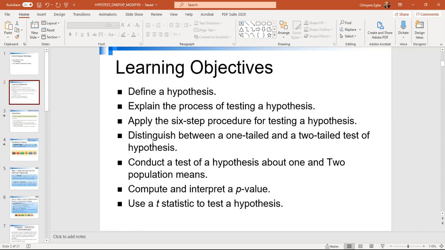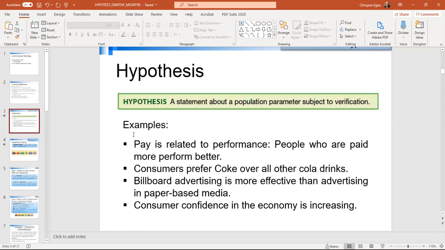All right. So again, by the time we are done with this, we will define a hypothesis and explain the process of hypothesis testing, and then apply hypothesis testing in general form, and then we're going to do an interpretation of an SPSS output, and then we're going to demonstrate how you can do hypothesis testing using SPSS.